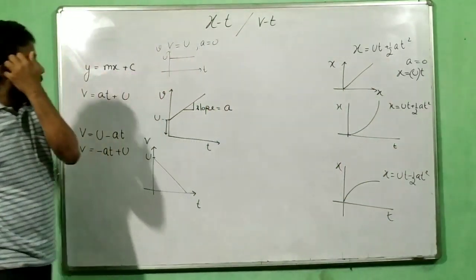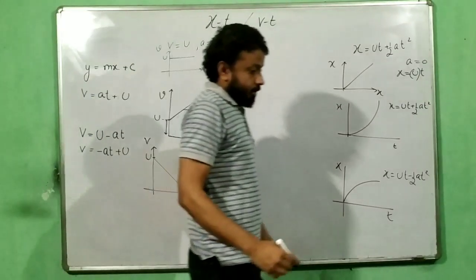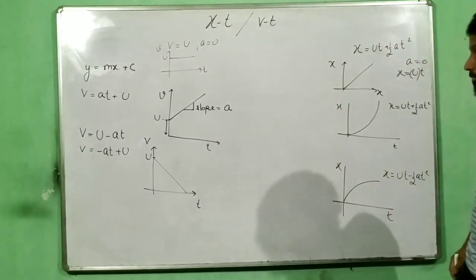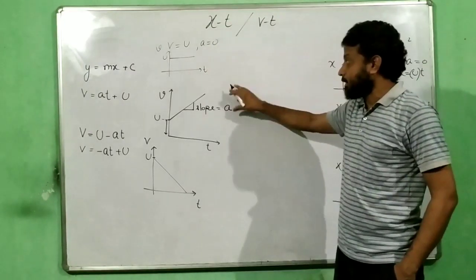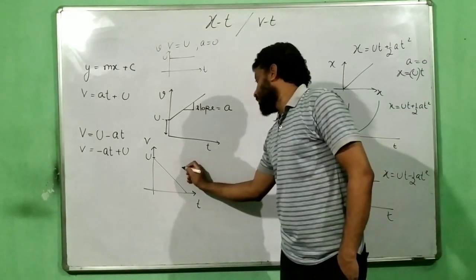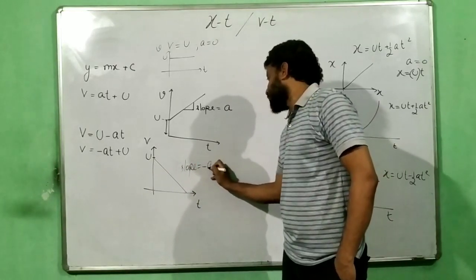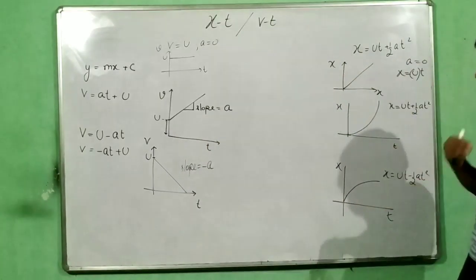So make yourself familiar with these two things. Make a proper note of this. This is when a equal to 0, the graph looks like this. This is for positive a. This is for slope, as slope equals to minus a, negative retardation, and this. Okay.